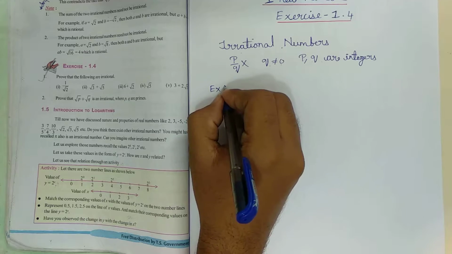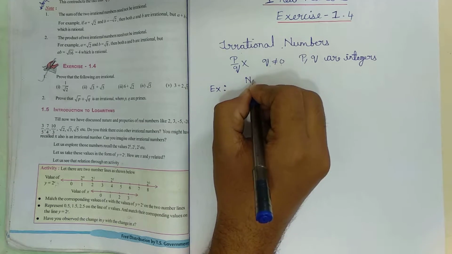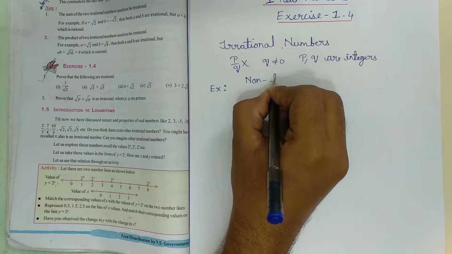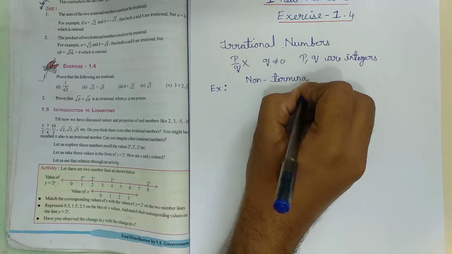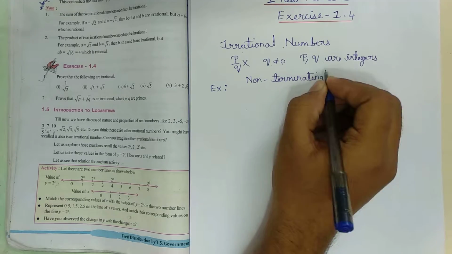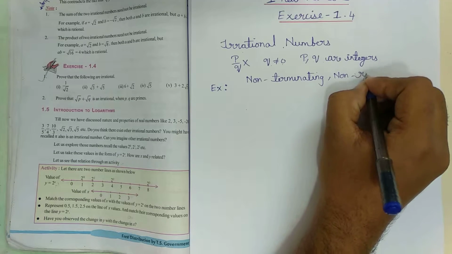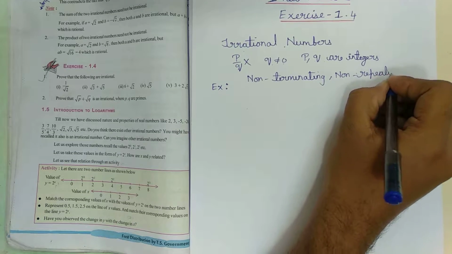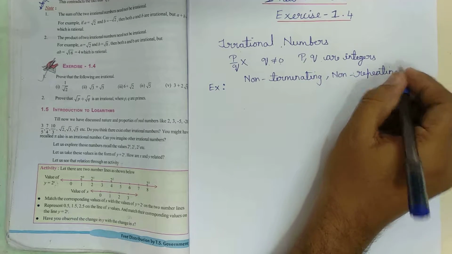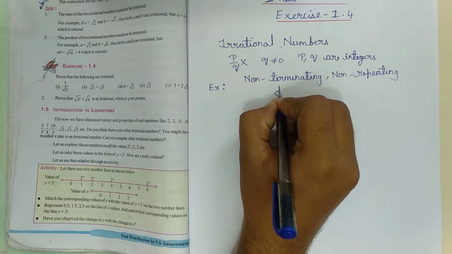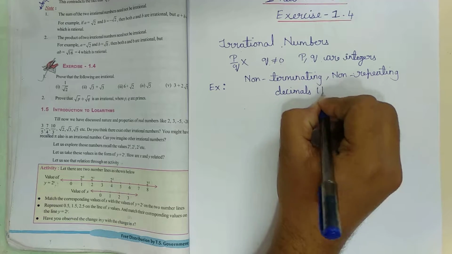Irrational numbers are also known as non-terminating, non-repeating decimal numbers.